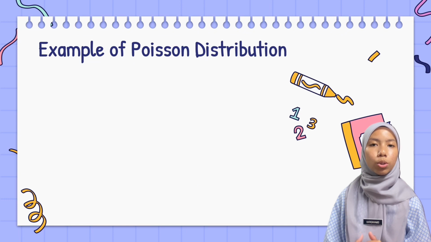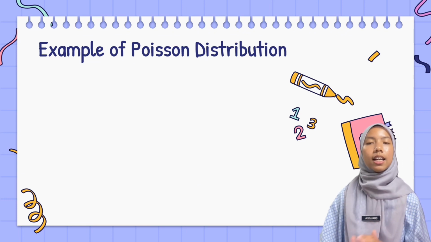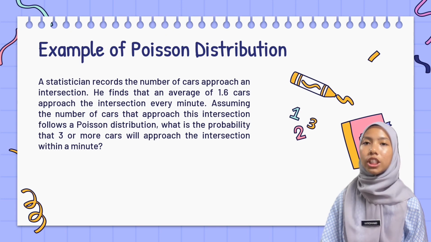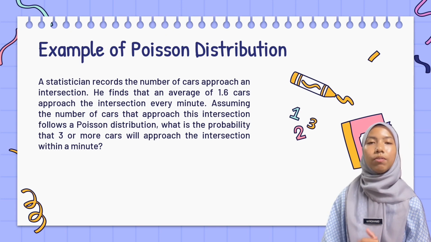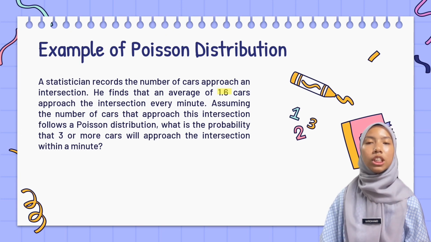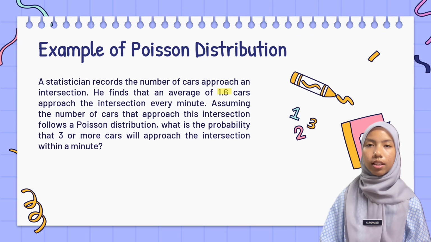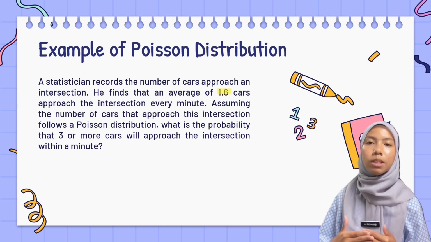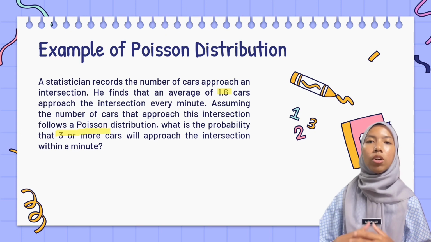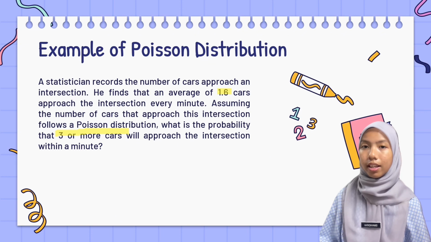So today I will give you an example of Poisson distribution. So let me go through the problem first. A statistician records the number of cars approaching an intersection. He finds that an average of 1.6 cars approach the intersection every minute. Assuming the number of cars that approach this intersection follows a Poisson distribution, what is the probability that 3 or more cars will approach the intersection within a minute?